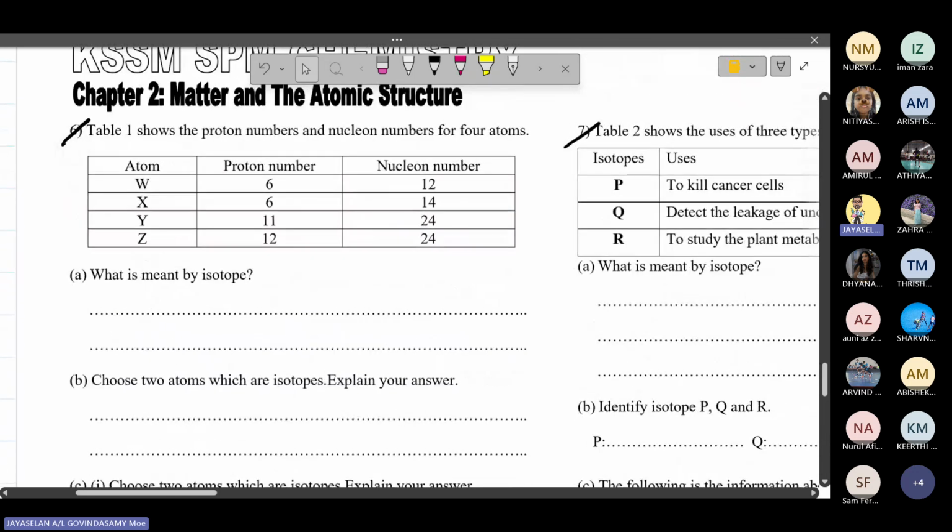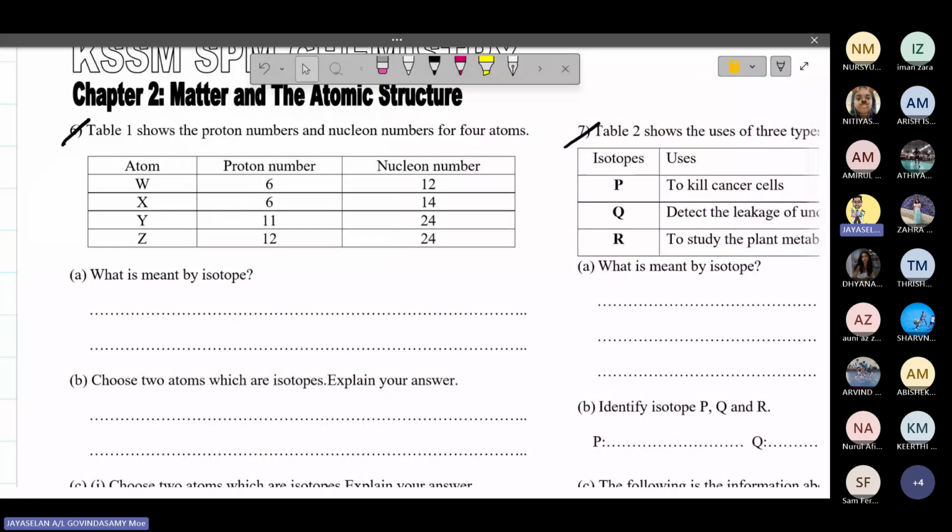Okay, that's chapter 2. Calculation you already do, isotope you already do, drawing you already do. Make sure tonight you all do 5 more questions. So chapter 2 you already finish everything. Then we go for chapter 4, chapter 6, chapter 8. Once chapter 2, 4, 6, 8 you already do, that means you already passed the chemistry.